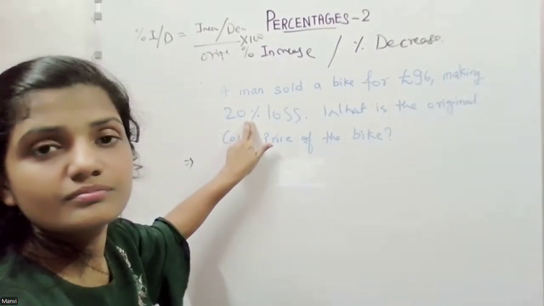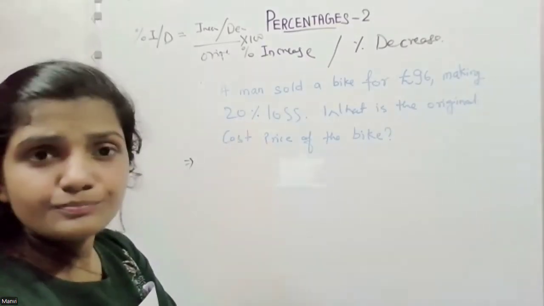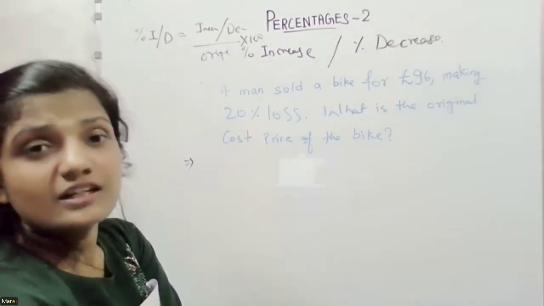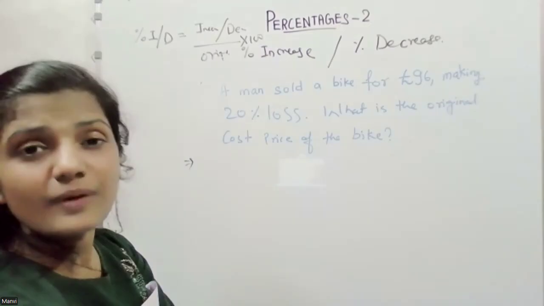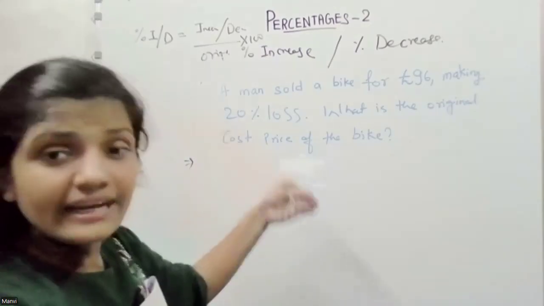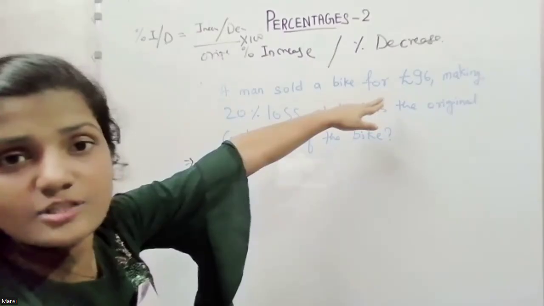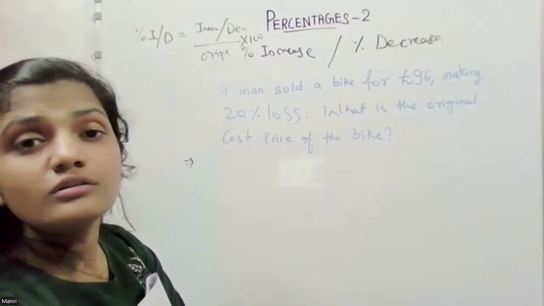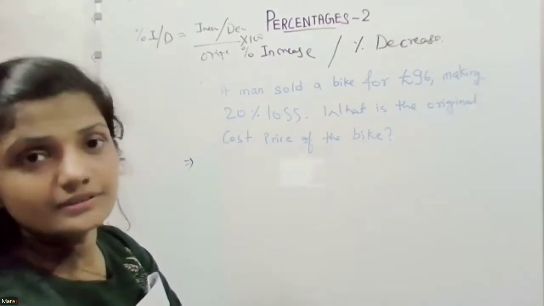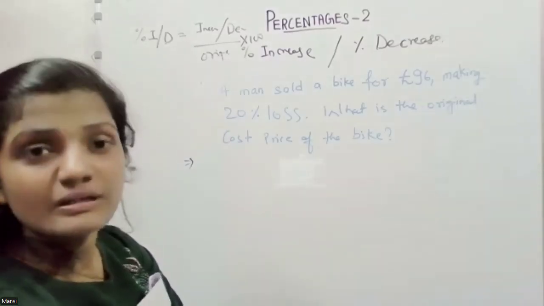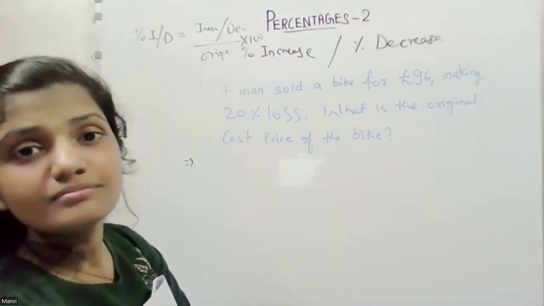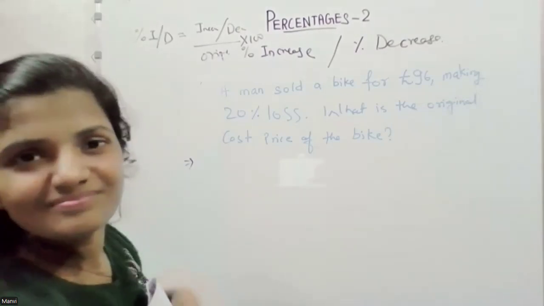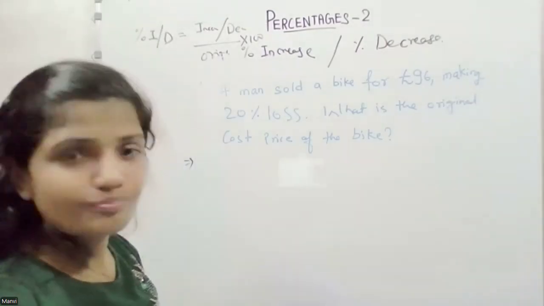Selling price will be 80? Because cost price is 100 and we have 20% loss, so 80 will be the selling price. And that 80% equals 96 pounds. And we need to calculate the value for 100%. So first find out the value of 1%, then 100%, so 96 by 80 times 100. Yeah, good. Can I quickly do that? Please, please.